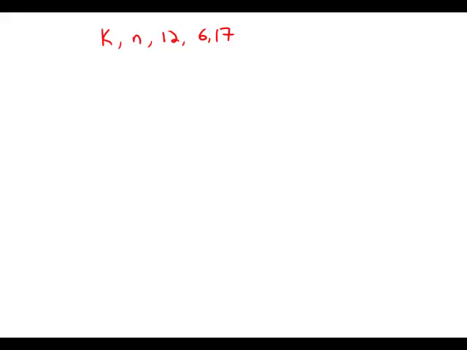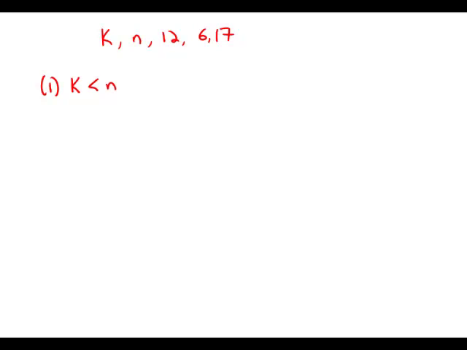We're given the list K, N, 12, 6, and 17. We're asked, what is the value of N on the list? So statement number 1 tells us merely that K is less than N.